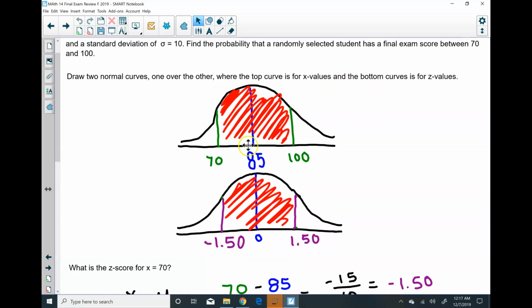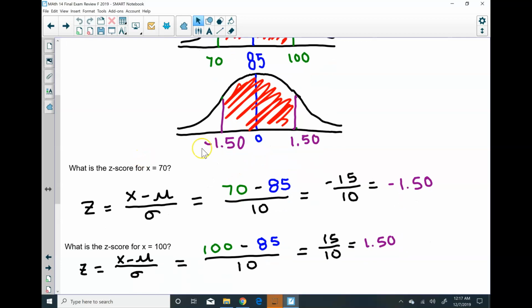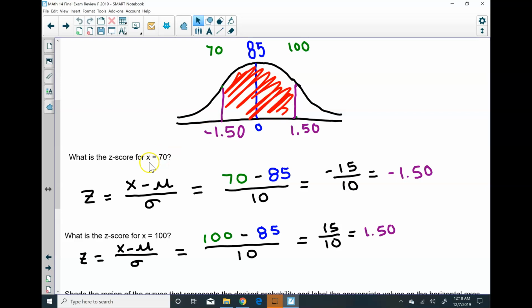So if you look at the first curve, you're drawing your curve. We know that the mean is 85, and then we know that the two scores that it's in between are 70 and 100, and we want to find the shaded area that's in red. Now, in order for us to draw the second curve, we need to find the z-score for 70 and the z-score for 100.